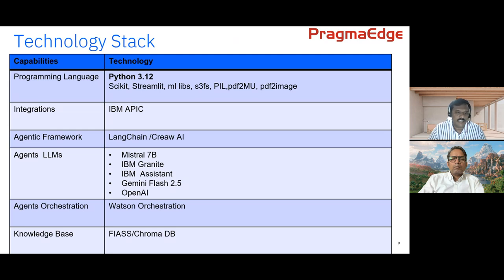For agents orchestration, Watson orchestrate can be used, utilizing its agentic framework. Finally, the knowledge base. FAISS or ChromaDB is doing better, and we can easily integrate them to maintain the chunks of data.